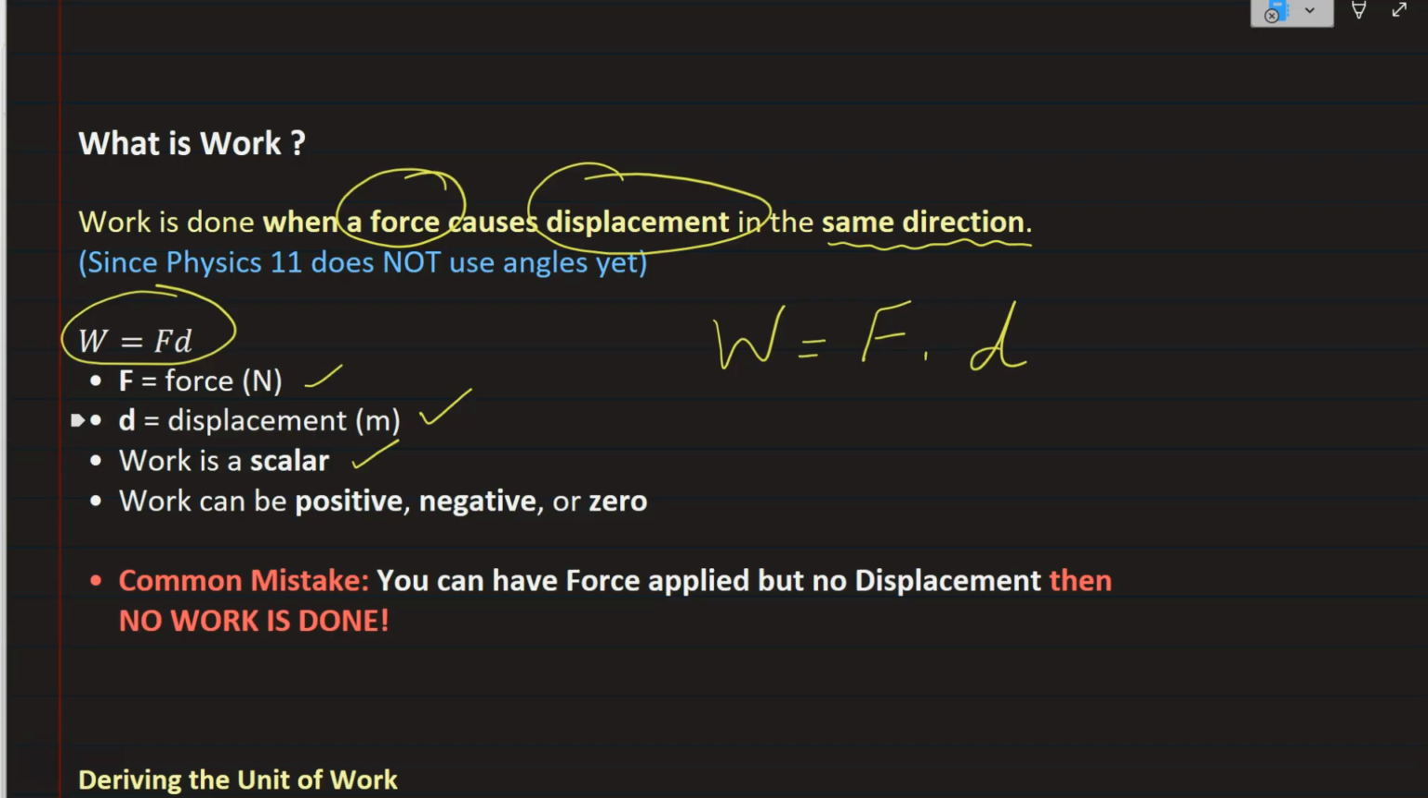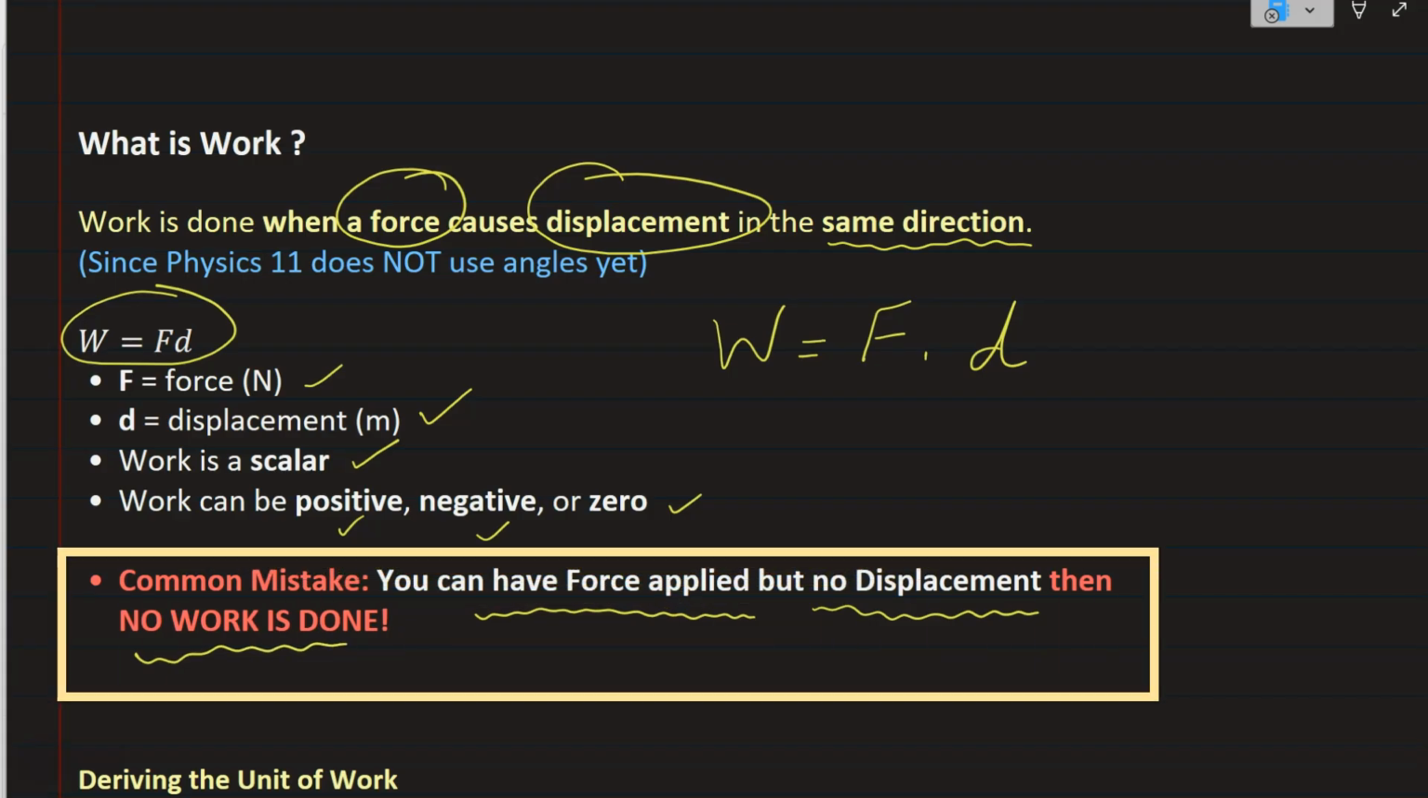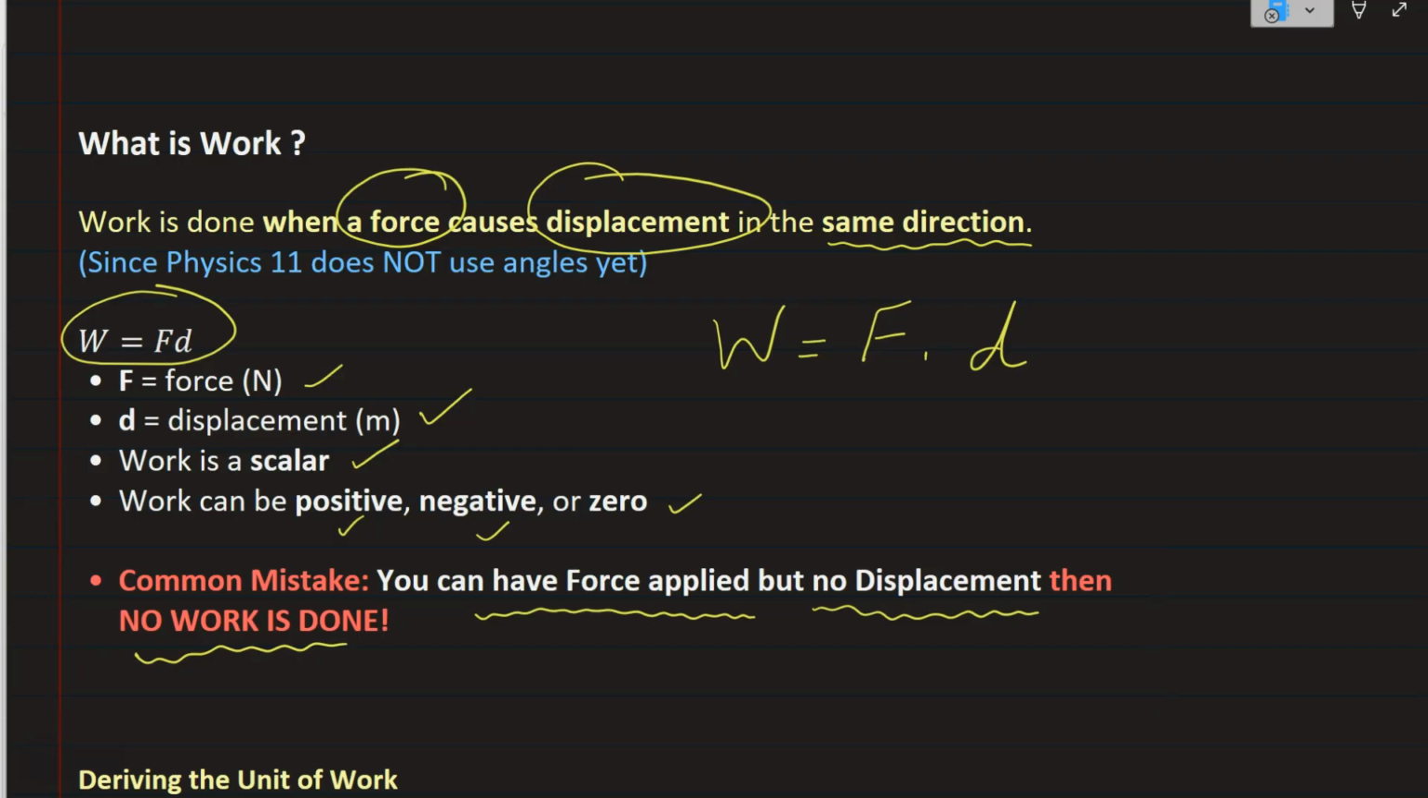Work can be positive, negative, or zero. We're going to go through 3 examples of that. I'm going to show you how that works. Now, here's another common mistake. If you have force applied in whatever form, but there is no displacement, a lot of students think that work is still being done, but there is no work done. That means the actual quantity of work is zero. And the unit on this one is Joule.